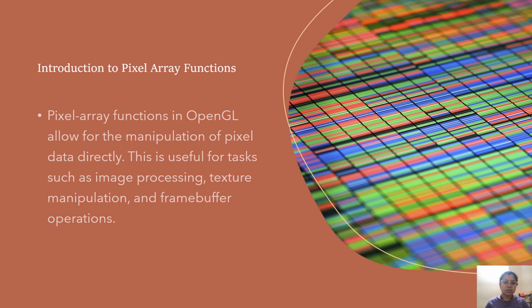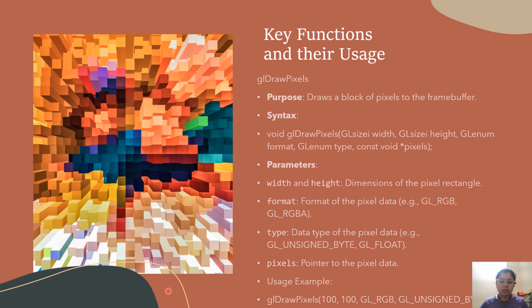OpenGL Pixel Array Functions allow for the manipulation of pixel data directly. This is useful for tasks such as image processing, texture manipulation, and frame buffer operations. So let's see some of the key functions and their usages.